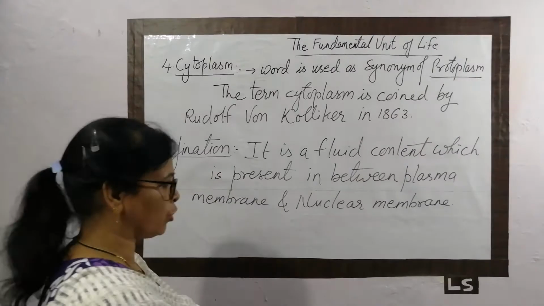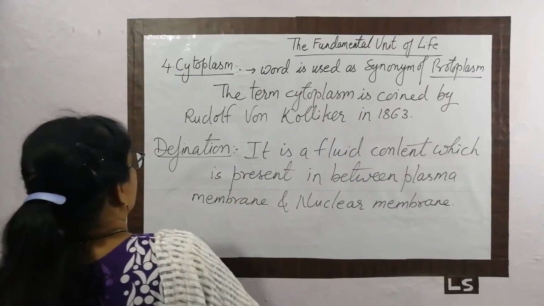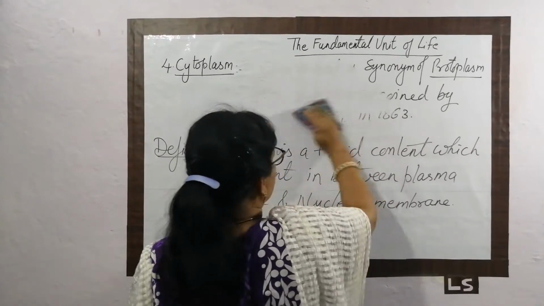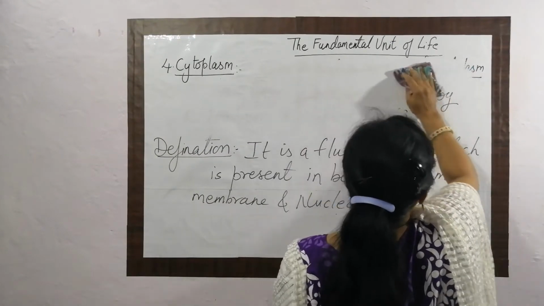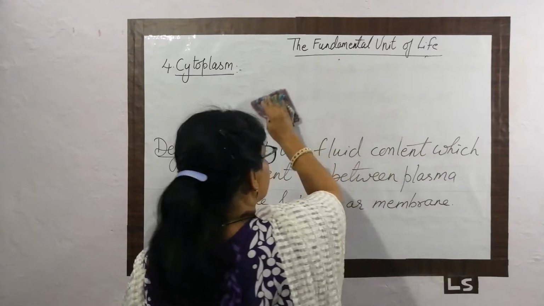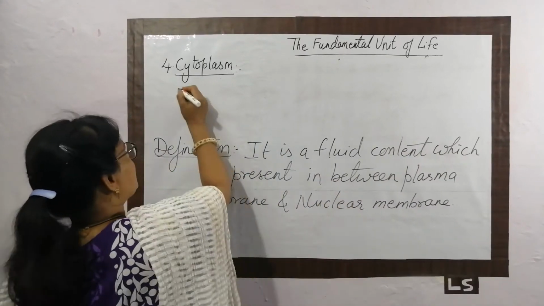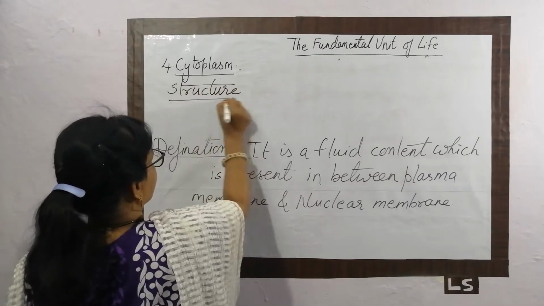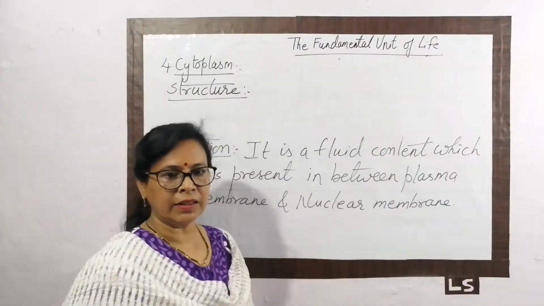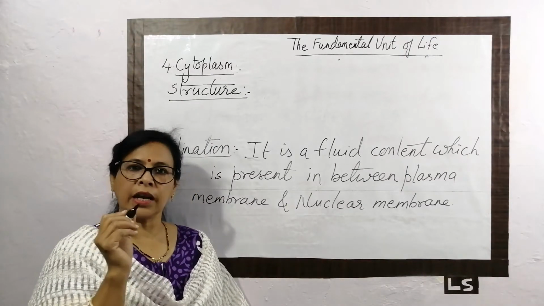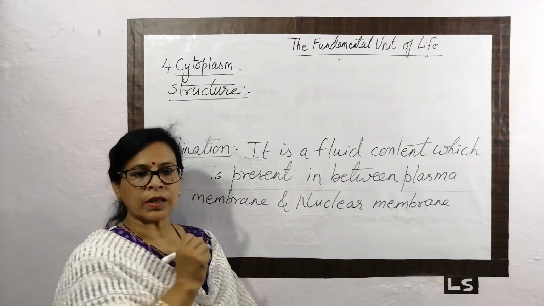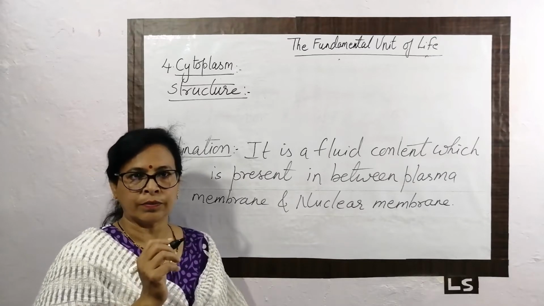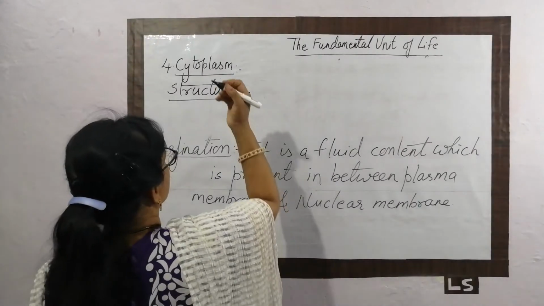Now, what is the structure of the cytoplasm? It is not possible to draw the structure of cytoplasm diagram-wise because it is a liquid and it contains various substances in it. We are able to explain it. How could we explain the structure of cytoplasm? It is aqueous in nature. It is a ground substance and the ground substance is called the cytosol.